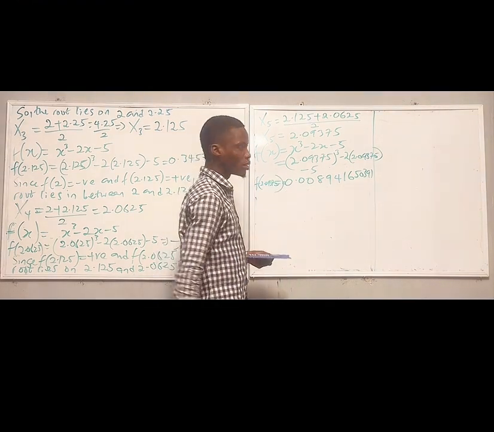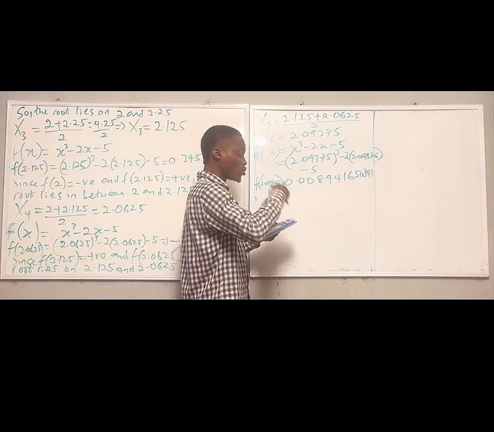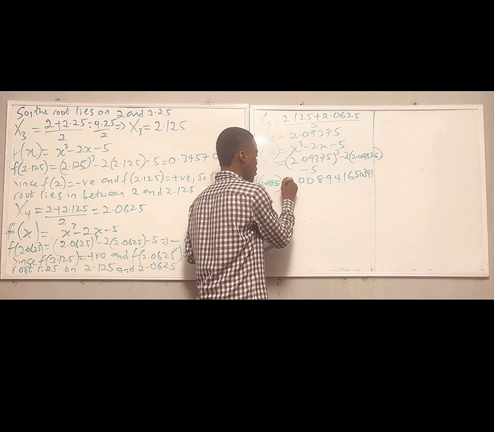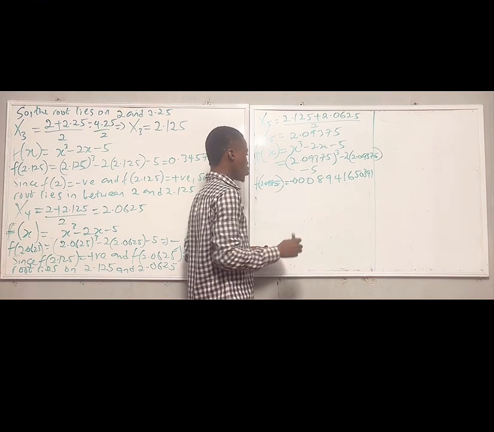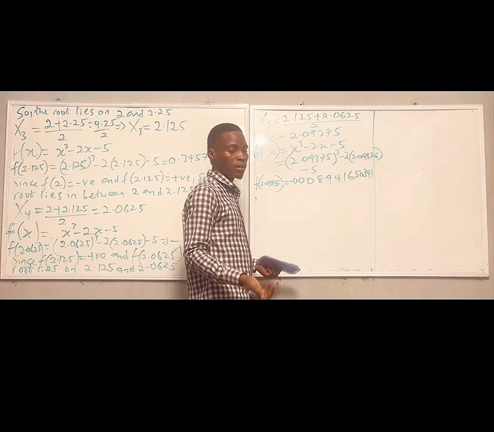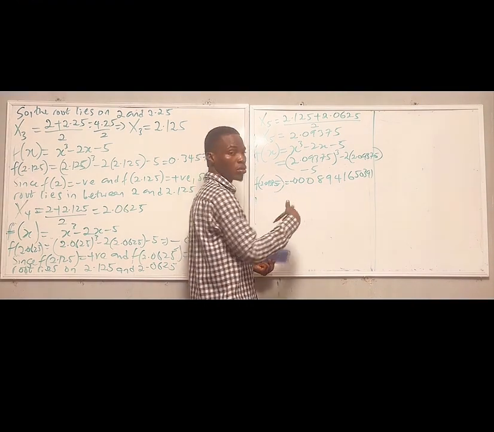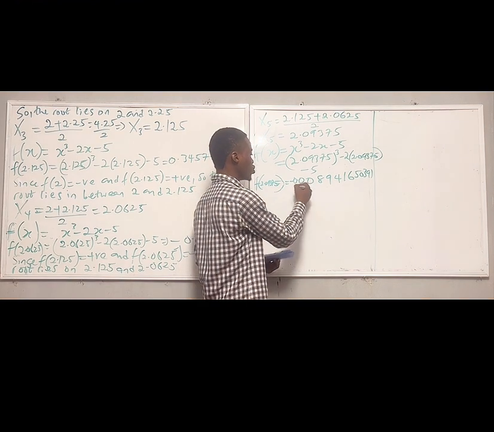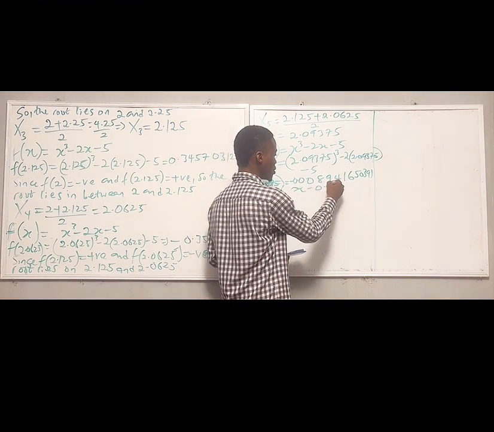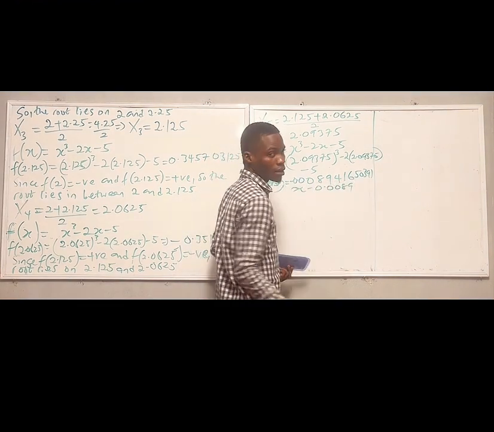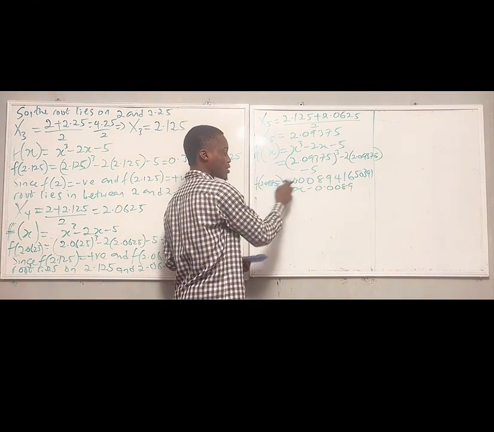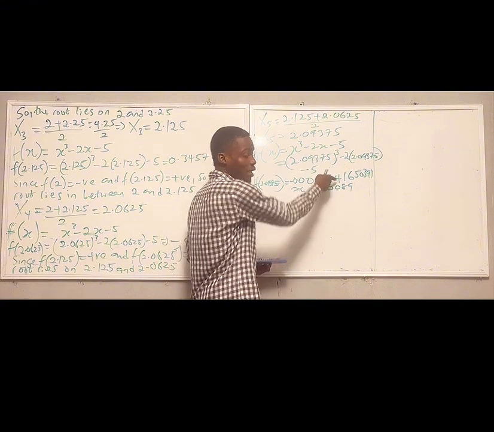If I don't mind, I can take it to 4 decimal places. I will just have minus 0.0089. Either way is fine, since I'm not considering the answer itself, I'm considering the sign it gives me.